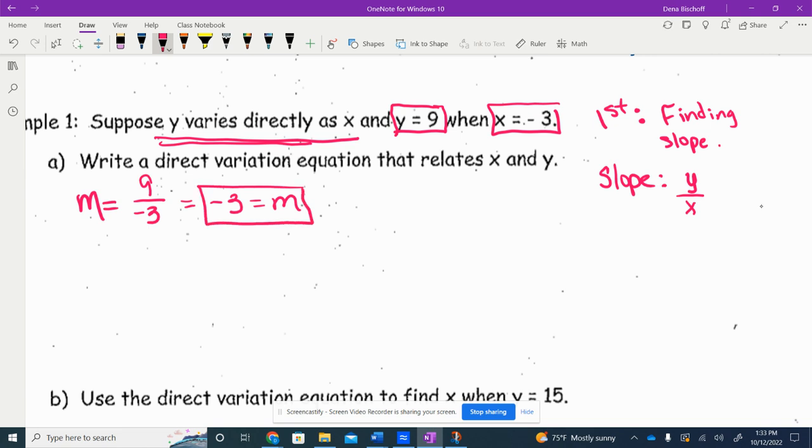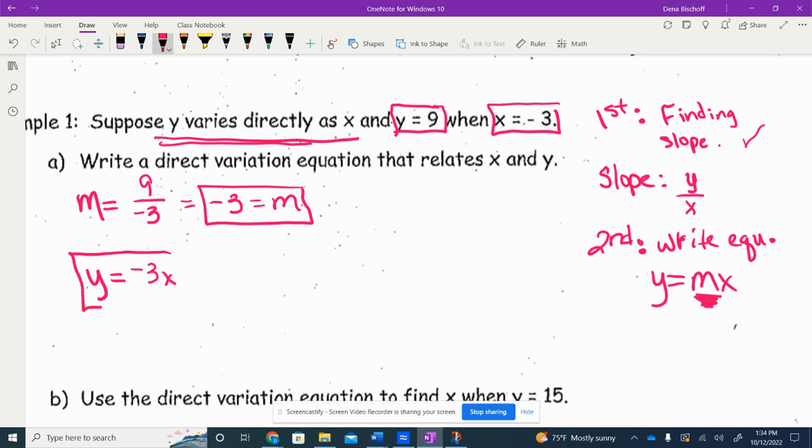So we've done the first part. We found slope. The second thing that we need to do is we need to write an equation that looks like this: y equals m times x. But we're replacing the m with what we just found. So what did we say m was? It's -3. So our equation is now y equals my slope, -3 times x.